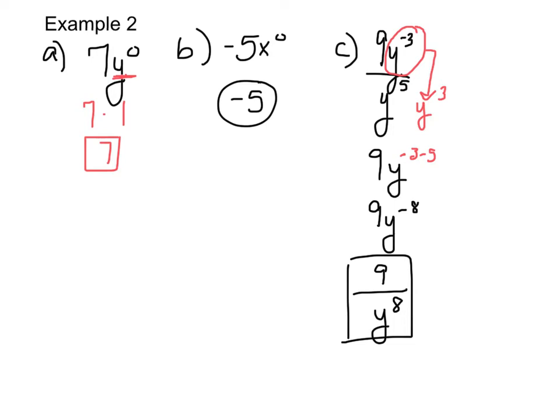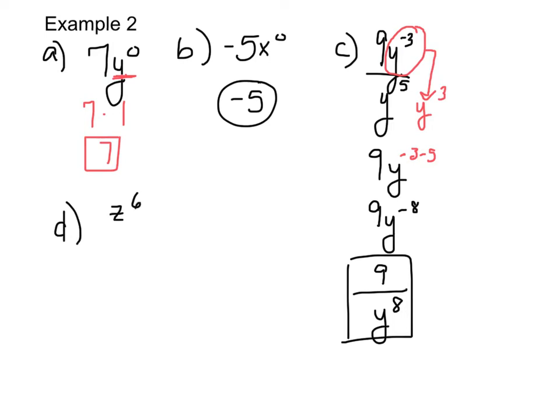Or you can think of it this way. Y to the negative third goes on the bottom. There's already 5 y's here. You're adding 3 more to it. So therefore we get a y to the 8th on bottom. However you want to do that is completely up to you. Let's do another example. D.